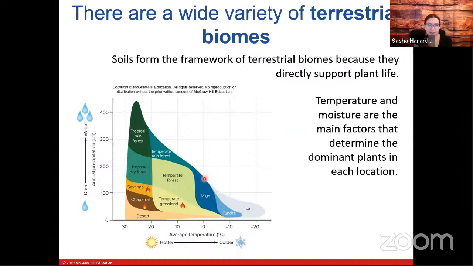Temperate grasslands, we have lots of those as well. Well, we used to. Now most of it is croplands. Taiga, we don't have in the United States, because there are no temperatures cold enough to support taiga kind of vegetation.